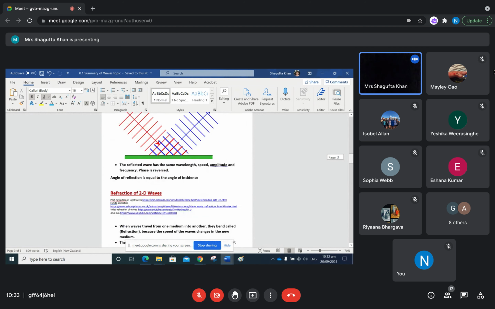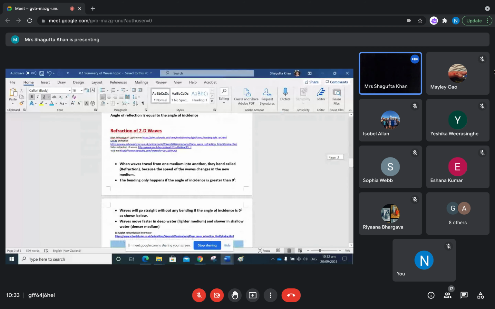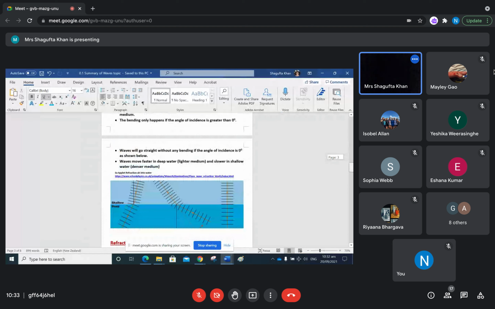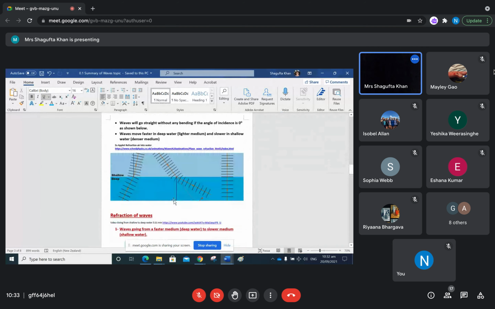Okay, now we look at the refraction of 2D waves. Now, if you look over here, this is the denser medium, this is the lighter medium. So the wave is going at 90 degrees angle to the boundary. If it goes at 90 degrees angle to the boundary, it doesn't change direction. It will keep going straight.